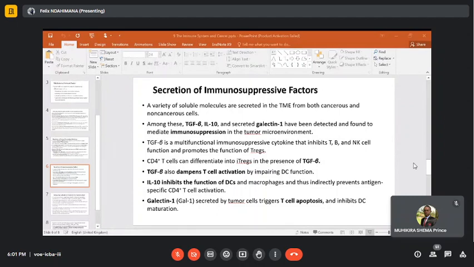We also have galectin 1, which is secreted by tumor cells. This triggers T cell apoptosis and inhibits dendritic cell maturation. These are dendritic cells, those antigen presenting cells, which are supposed to be presenting this cancer cell to T cells. Now they are inhibited. T cells that are supposed to be fighting off this cancer cell are triggered to apoptose. They are triggered to die.